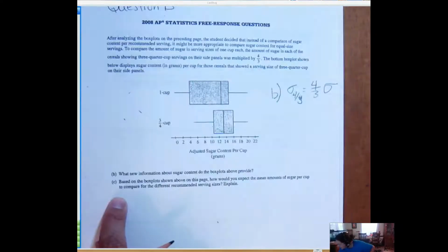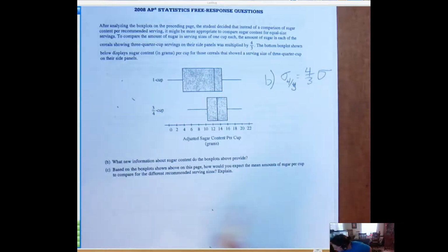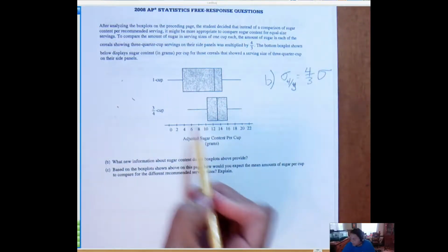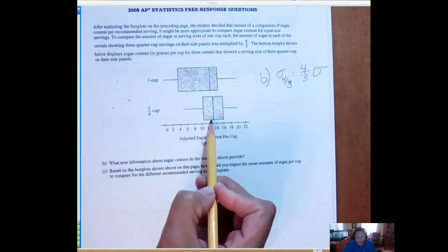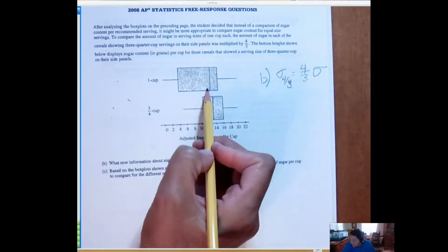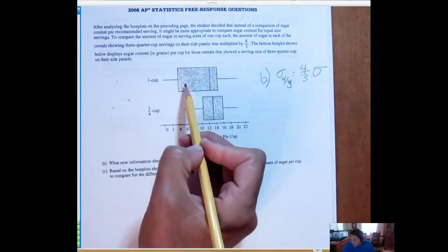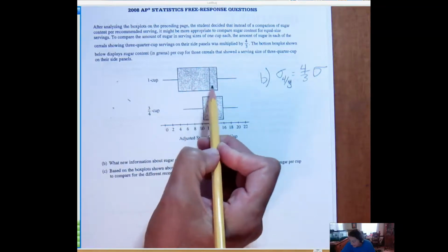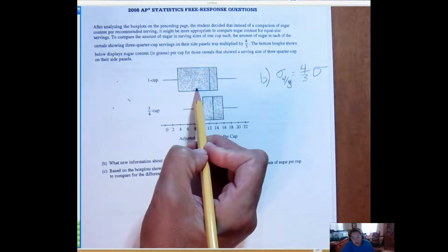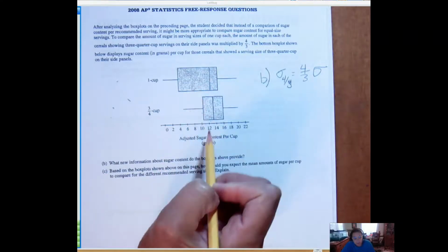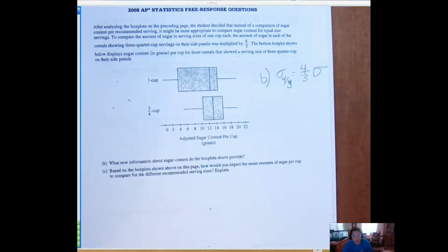And then for the very last one, you wanted to focus on the shape. It basically wants you to now compare means. I would start with the 3/4 cup and say that it's fairly symmetrical, so the mean should be close to the median. Whereas the 1 cup distribution is skewed left, so the mean is going to be left of the median. Hence, the 1 cup will have a smaller mean than the 3/4 cup. And that's it. Go to question C and push pause.